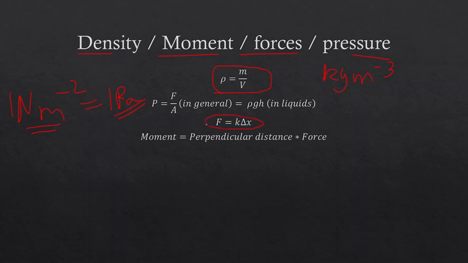Force is equal to k delta x, which is Hooke's law. K is the spring constant, delta x is the displacement of the spring, and force is the force in the spring. And the moment of force is equal to perpendicular distance into force applied, and it is measured in newton meters.